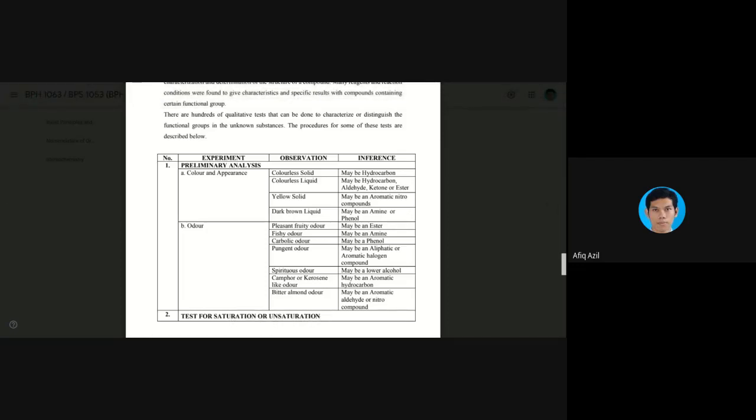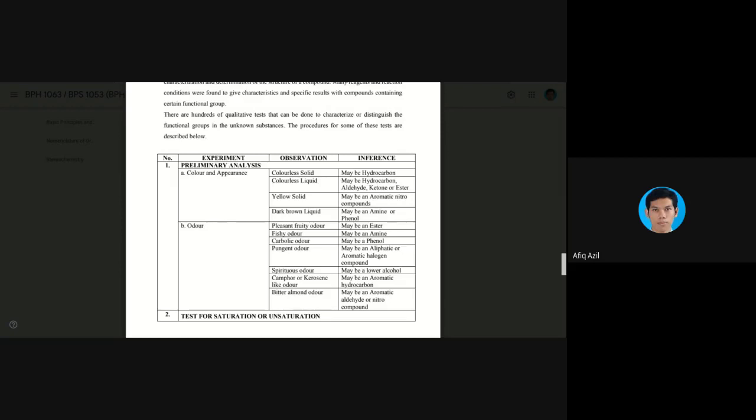Here listed are the observation and also the inference, the expected outcome from this observation. For example, based on the color and appearance, if you see that it is a colorless liquid, it could be a hydrocarbon. Hydrocarbon is very general, so colorless liquid could be a hydrocarbon, an aldehyde, a ketone, or an ester.